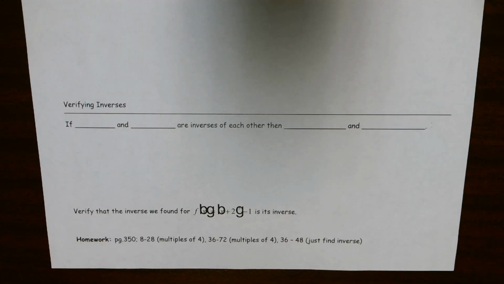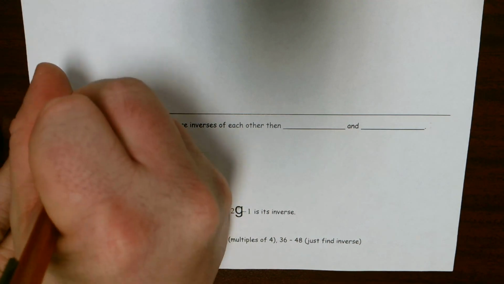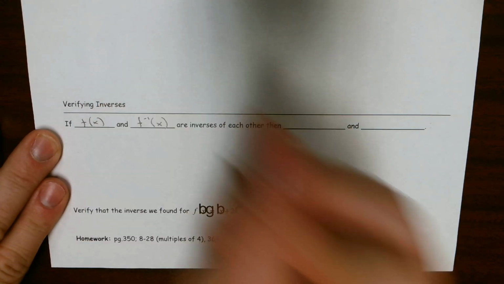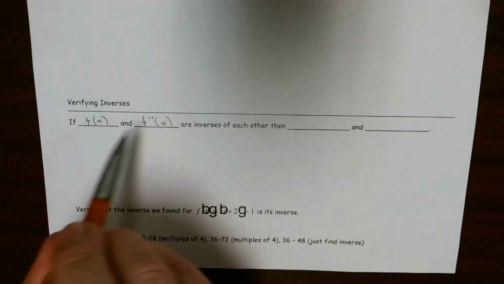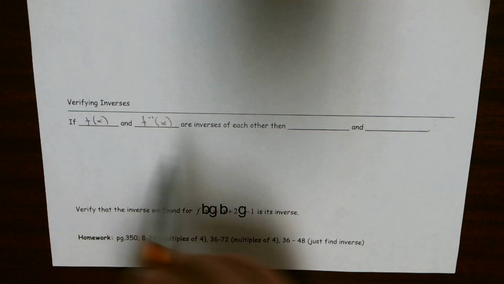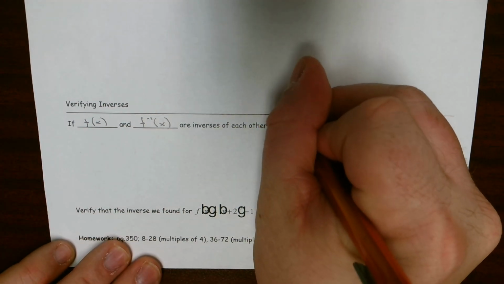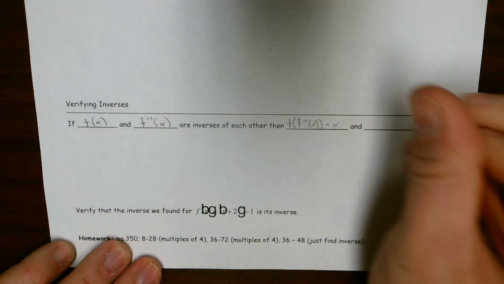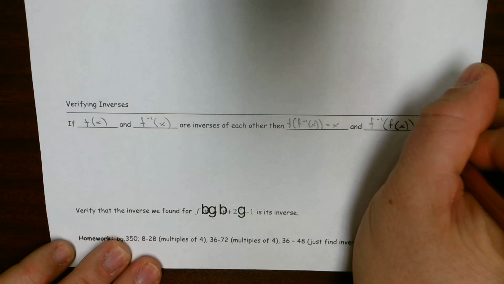Okay, the last thing we're going to do is we're going to verify that two things are inverses. So to verify that f of x and f inverse of x, even though it seems logical, the way it's written, that they are inverses of each other, meaning that one is sending the domain back to the range of the other. Then that must mean that f of f inverse of x is equal to x, and f inverse of f of x must equal x.